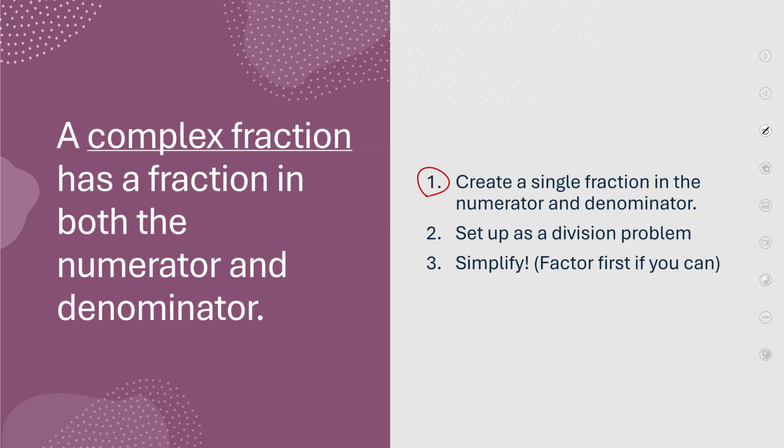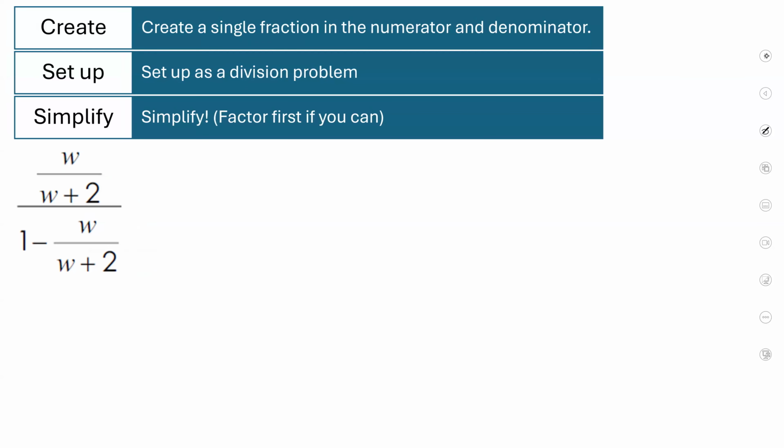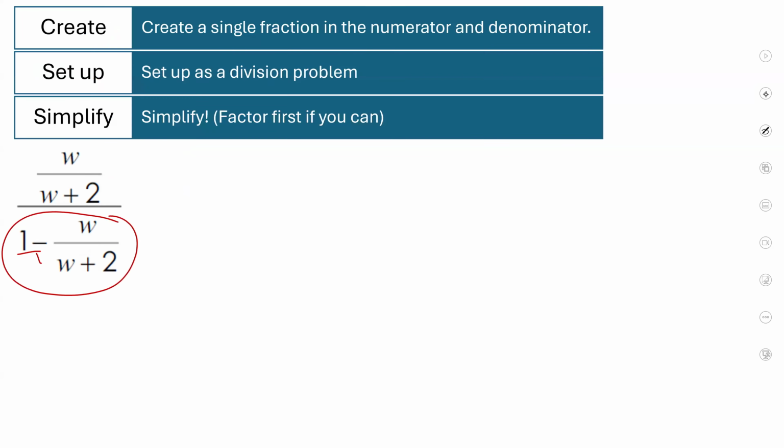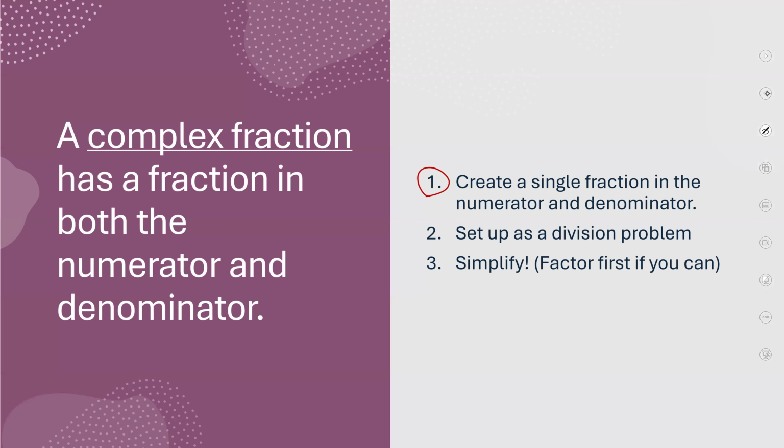So what I mean by that, notice how this one is not a single fraction. That's two different fractions, okay? You can think of this as 1 over 1, right? That's not a single fraction. This is another example. This is 2 fractions in the denominator and 2 on top, okay? So step number 1 is to make sure that you create it into a single fraction. Step number 2 is you're just going to set it up as a regular division problem, and then you're going to simplify, and you're always going to factor if you can.